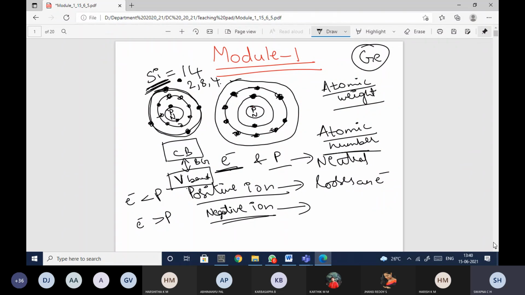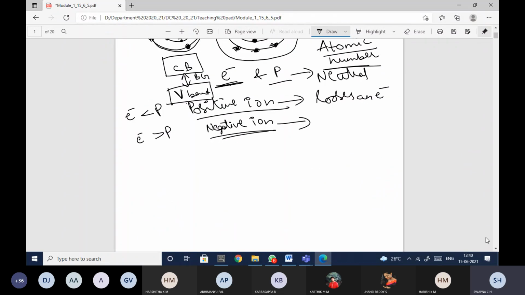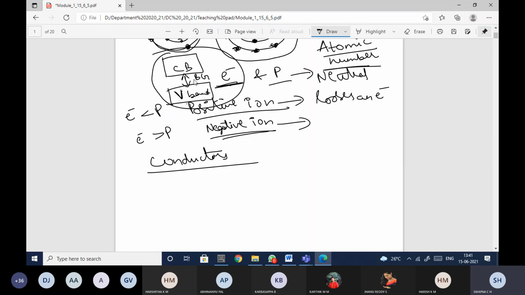So based on this energy band diagram, where it consists of the valence band and the conduction band, the materials are divided into three different types: conductors, insulators, and the last one is semiconductors.